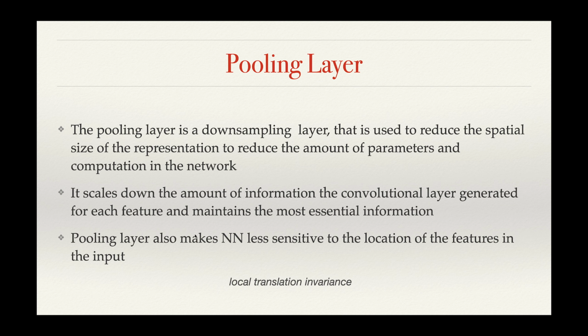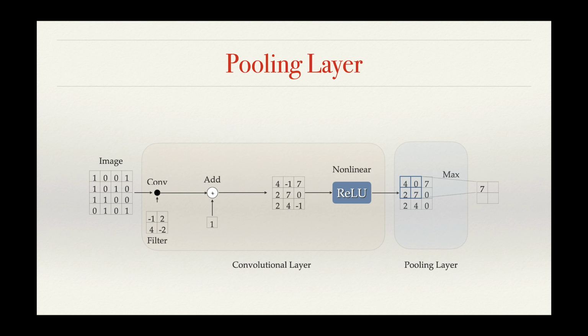The pooling layer also makes the neural network less sensitive to the location of the feature in the input space. So if the feature is in different positions of the input space, the pooling layer makes the network less sensitive to that, which is called local translation invariance. So what is a pooling layer? It's basically downsampling. There are different operations to do that: either max pooling, or average pooling, for example. These are the two most famous. Max is actually very common.